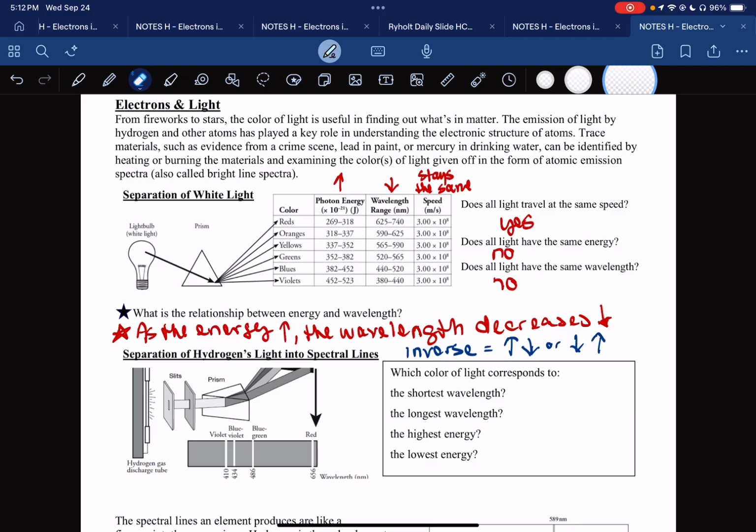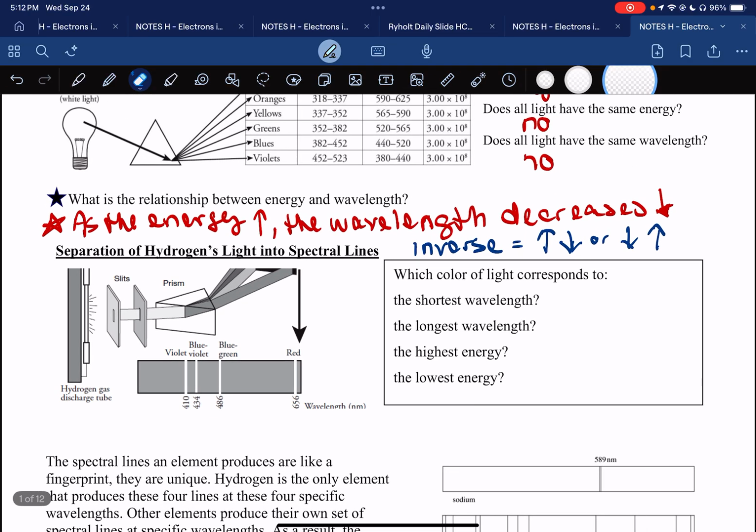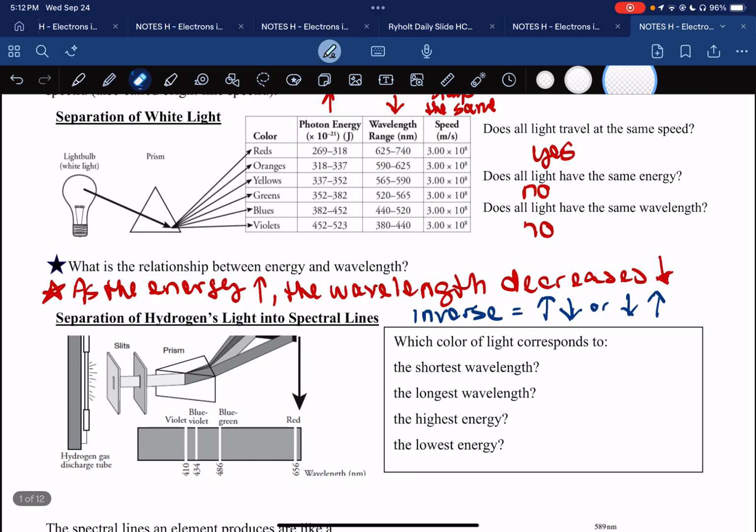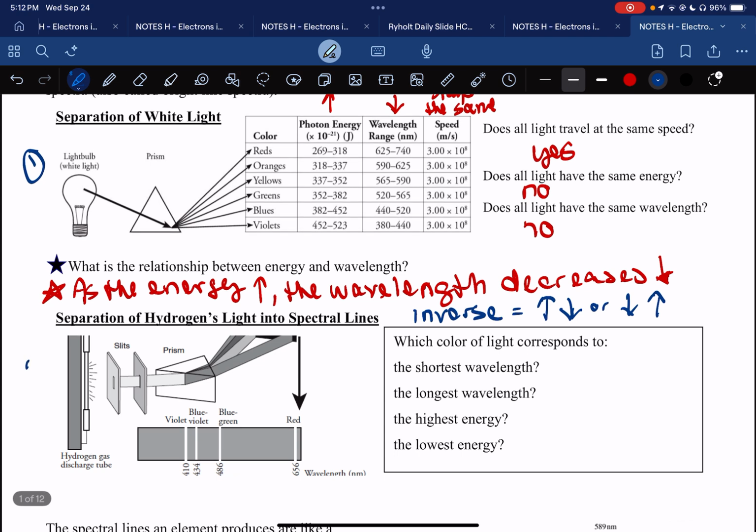So the next thing it's showing here says separation of hydrogen's light into spectral lines. The first thing we looked at over here was this light bulb, and this light bulb had this white light. But now we're going to look at this one over here. The hydrogen gas is in a discharge tube, and this is kind of what the video is showing. So if you were absent, you want to go check it out. It's pretty cool. They're showing different elements in these discharge tubes, and we actually have these at school.